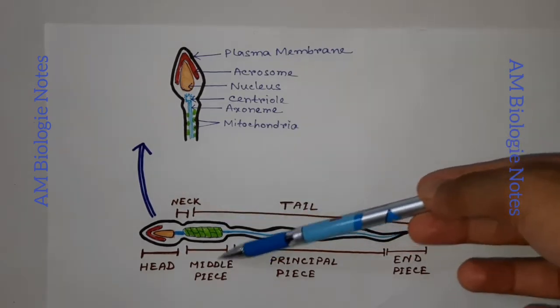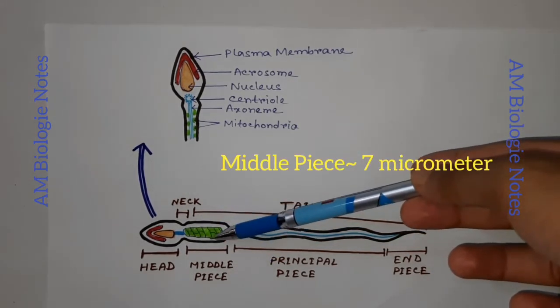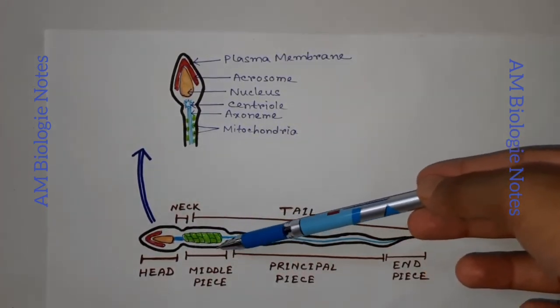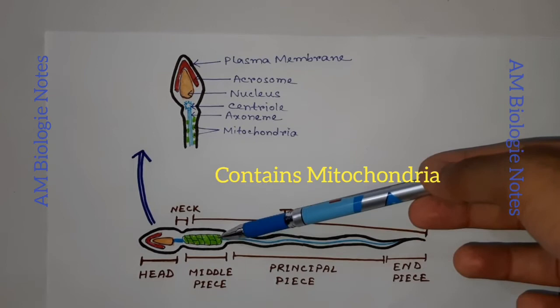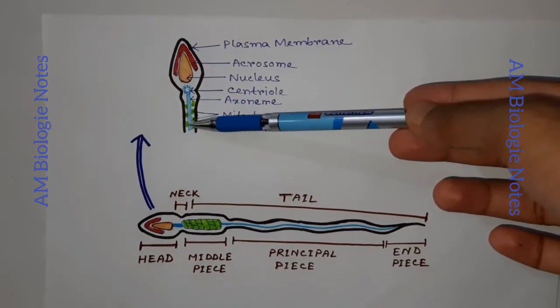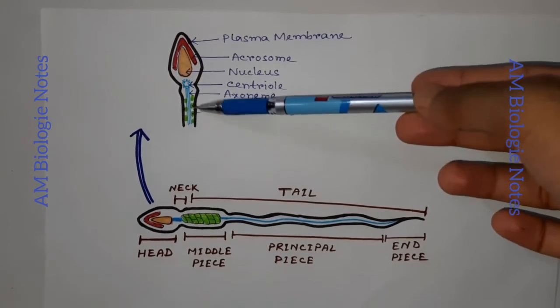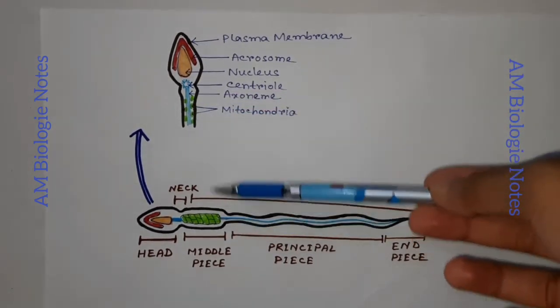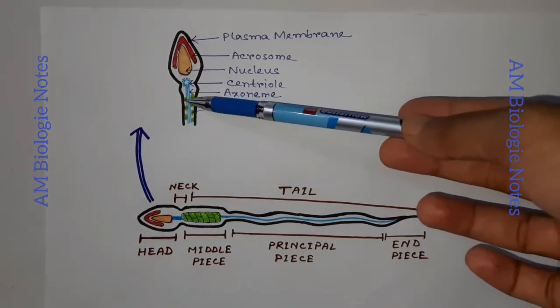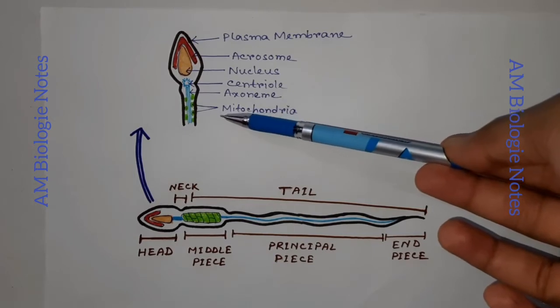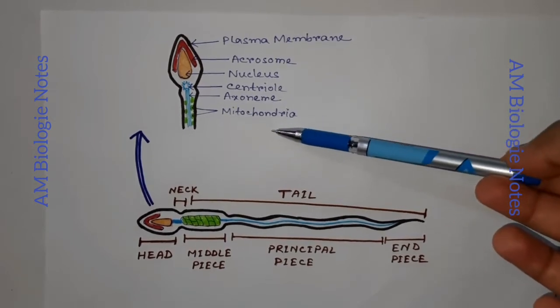This is the middle piece. It is approximately 7 micrometer long and contains the mitochondria. These mitochondria are helically wrapped around the axial fibers and axonemal complex. These mitochondria provide the energy for movement of the tail and thus are responsible for the mobility of the sperm.